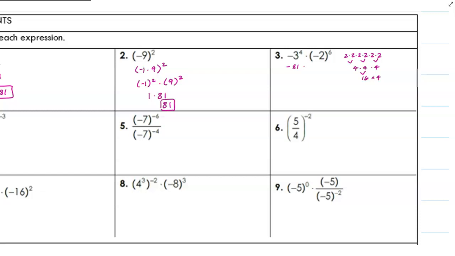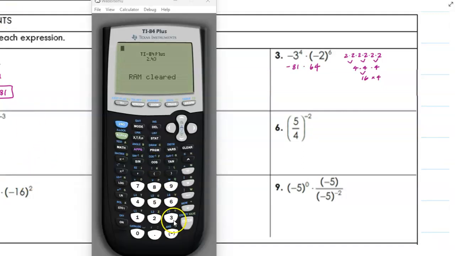Let's just do it on our calculator. Where's my calculator? Okay, so that is 16 times 4. Oh, it's 64, not negative. And then, just got the magical calculator up here.